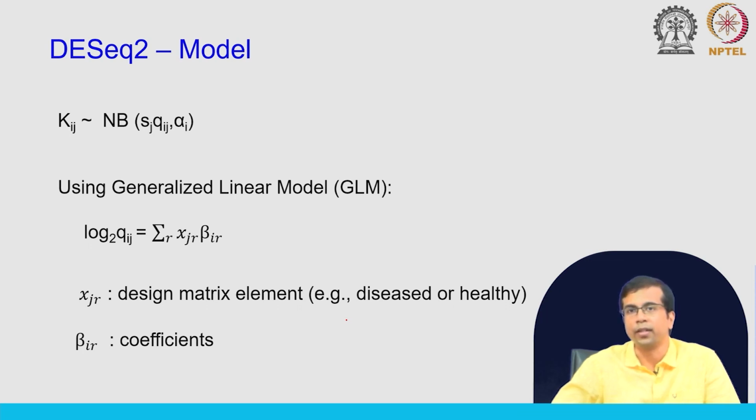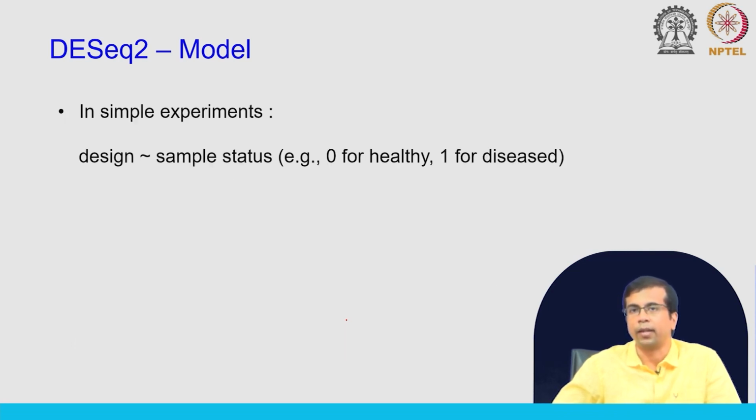So, for example, it just tells whether this sample belongs to disease samples or healthy samples. In our example, it will tell us whether this is group 1 or group 2, group 3 or group 4, and beta is the coefficients. Okay. So, we will take a very simple example that I think would make it even clearer.